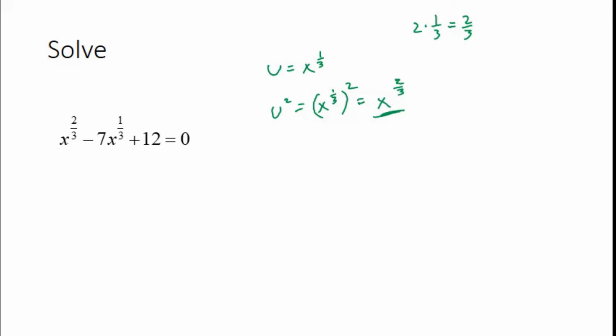So if I see x to the 2/3, I should be able to replace it with u squared. And if I have x to the 1/3, I should be able to replace it with u. So this is how we can rewrite the problem if we know that. So x to the 2/3, we said we're replacing that with u squared. And that's going to be minus 7 times u plus 12. So we can factor this.